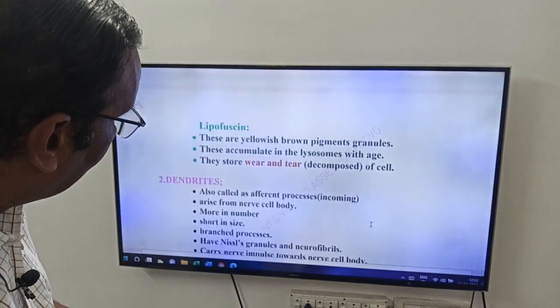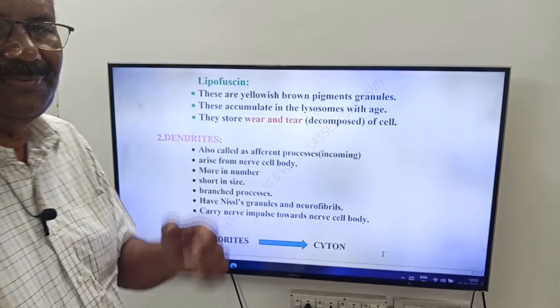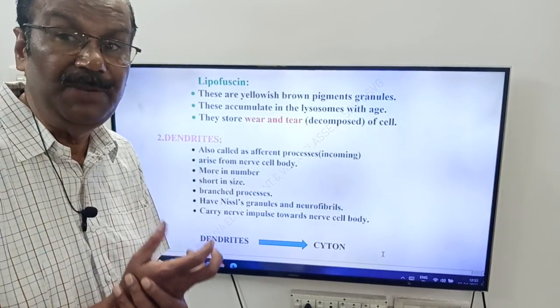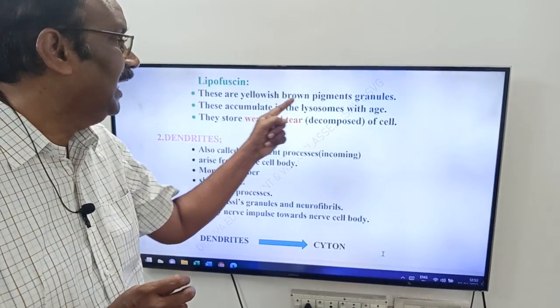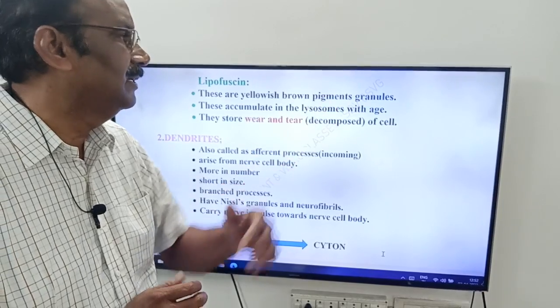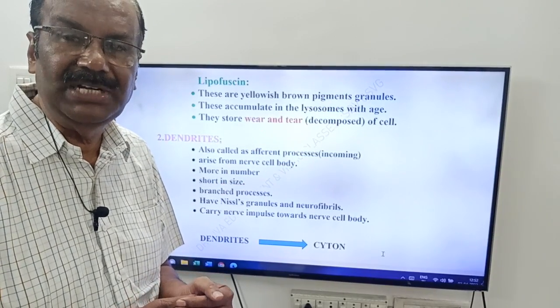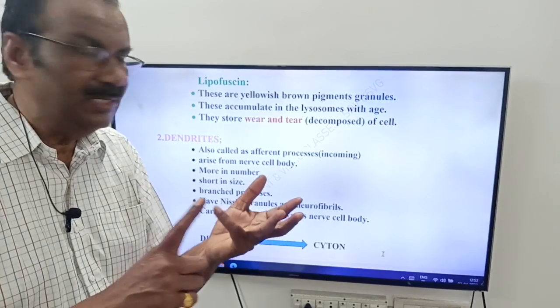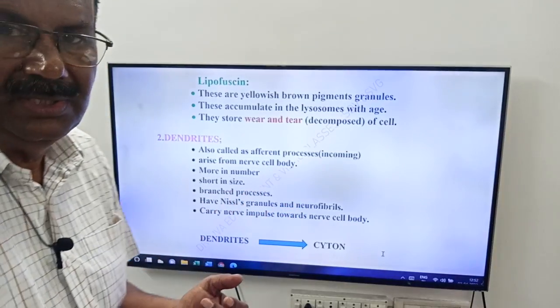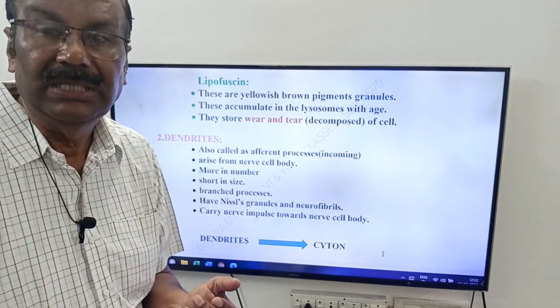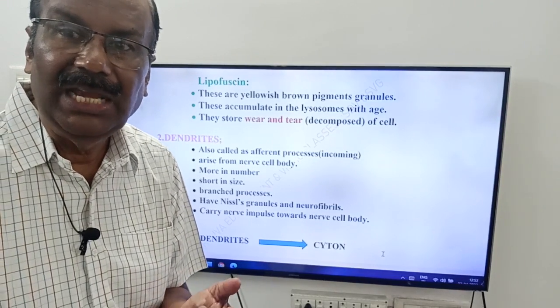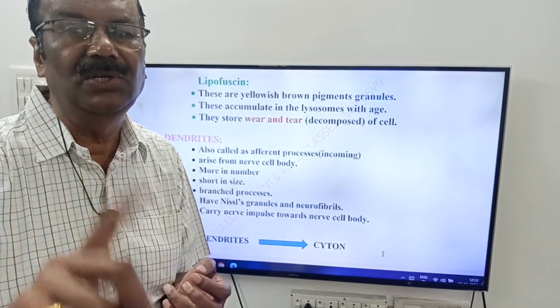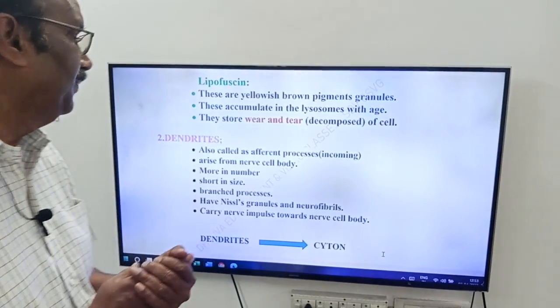Now come to one more, friends, lipofuscin, another important point friends, for neuron and neuroglia. Lipofuscin. These are yellowish brown pigment granules present in the neuroplasm. What are lipofuscin, friends? What is their color? Yellowish brown. They are granules. Yellowish brown colored granules which are present in neuroplasm are called as lipofuscin.